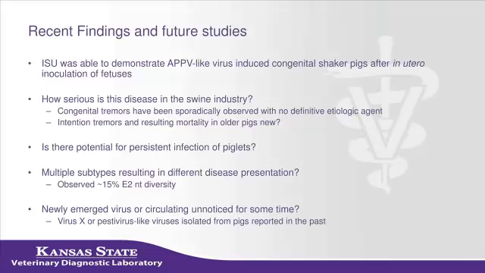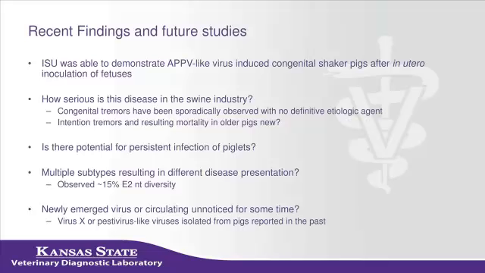Shortly after we found this virus, ISU announced they also were working on this, and they had also found it. However, they found it in baby pigs with congenital tremors. They were able to inoculate sows and reproduce congenital tremors in neonates. So the question we had at the time really is, how serious is this disease? Congenital tremors have been around forever, a relatively sporadic disease.